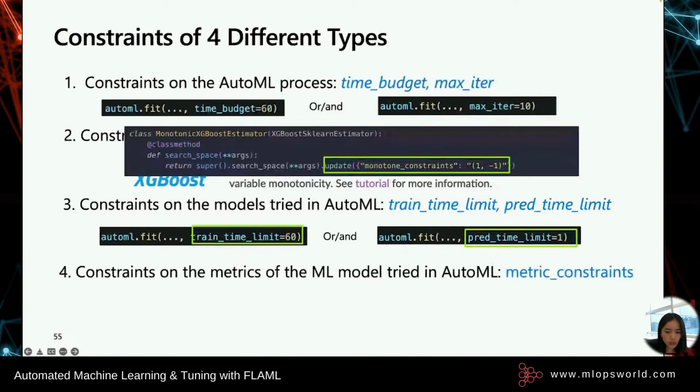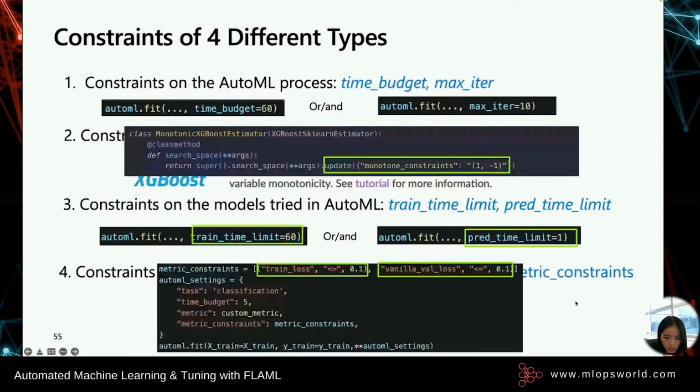Finally, you can add constraints on the metrics of the ML model trained during AutoML, through the metric constraints argument. You can provide a list of 3 tuples. Like in this example, in each of the 3 tuples, you need to specify first the metric, the name of the metric. Second, the inequality sign. For example, whether it is smaller than or equal, larger than or equal, or larger. Third, the threshold for the constraint.